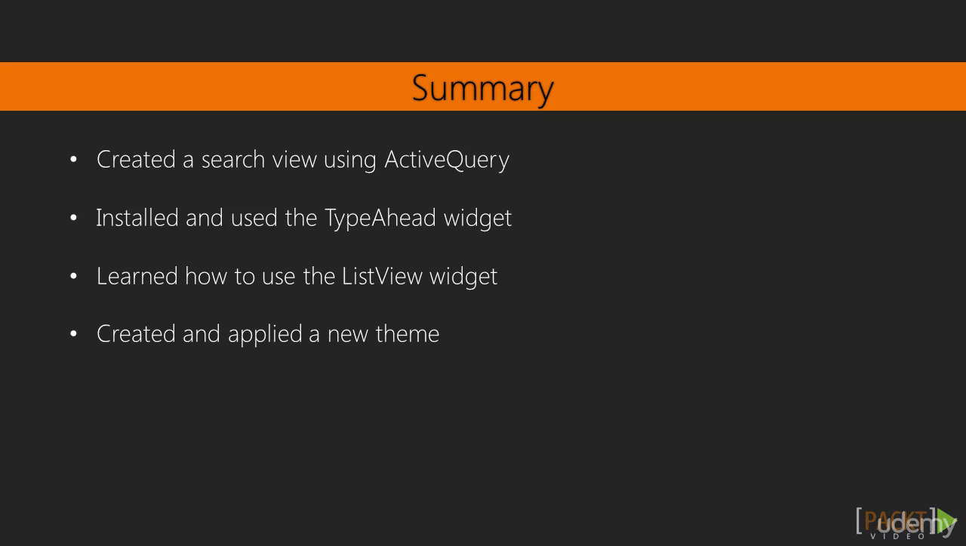Now you know how to create alternate view files for your application using themes, and how to apply them both universally and dynamically. Prior to this, you learned how to create a search interface for your application using ActiveQuery. You also learned how to improve the UI for your search interface using the Type Ahead widget. Finally, you learned how to use the List View widget to improve the appearance of our monster listing page. At this point, we have a very basic but fully functional dating website for our monsters.